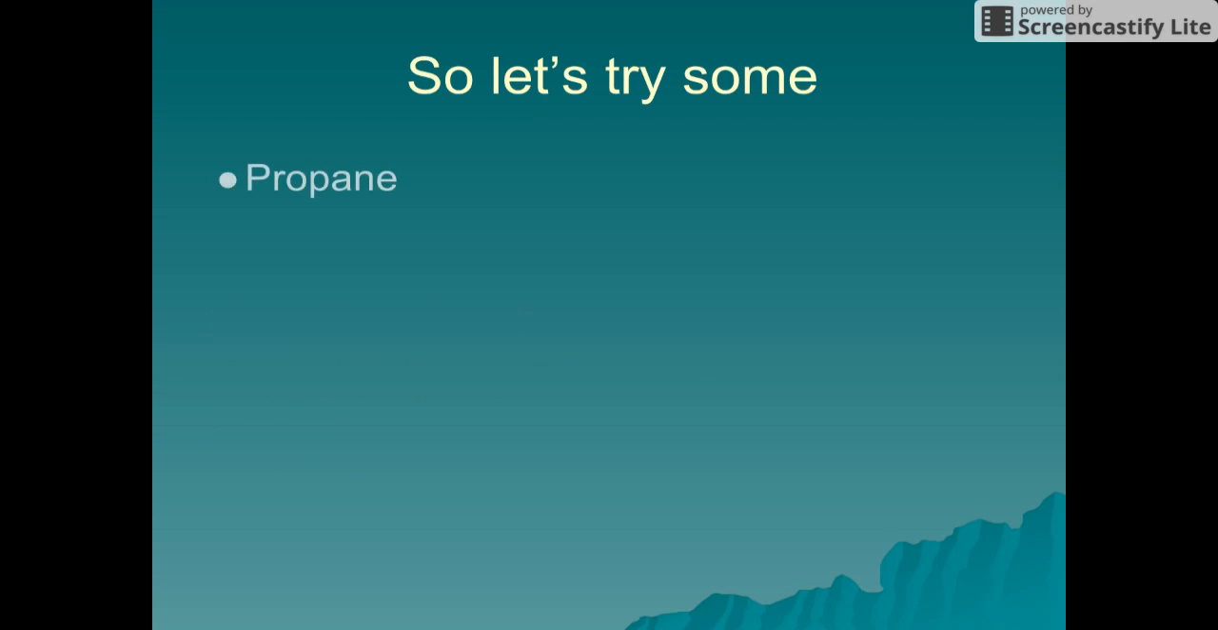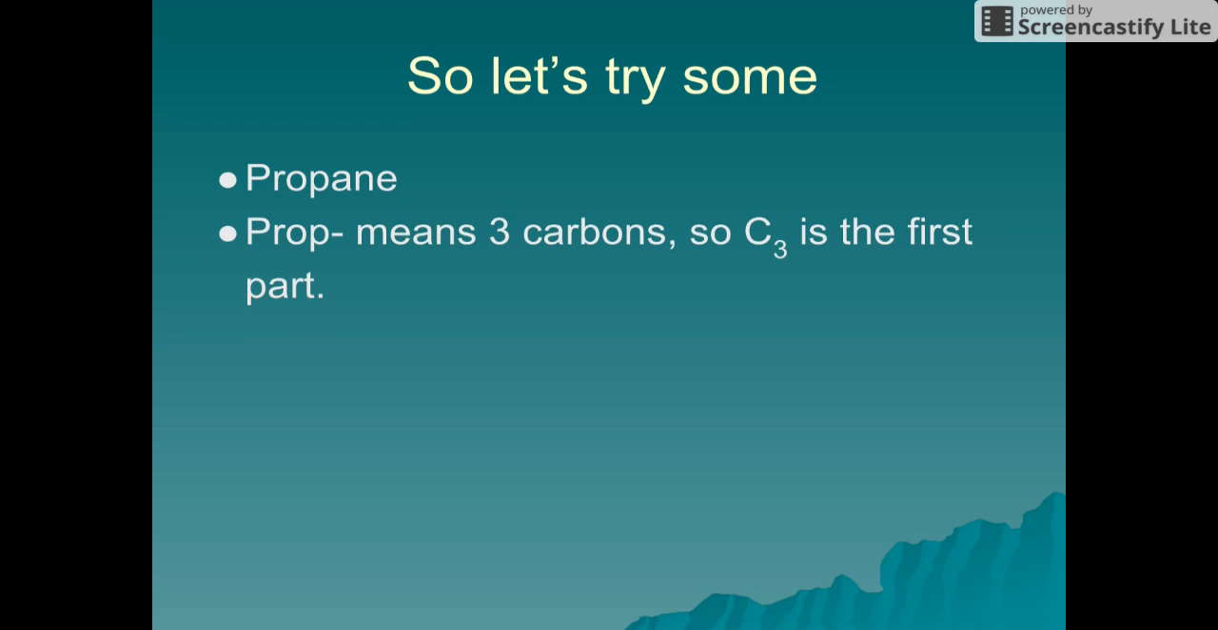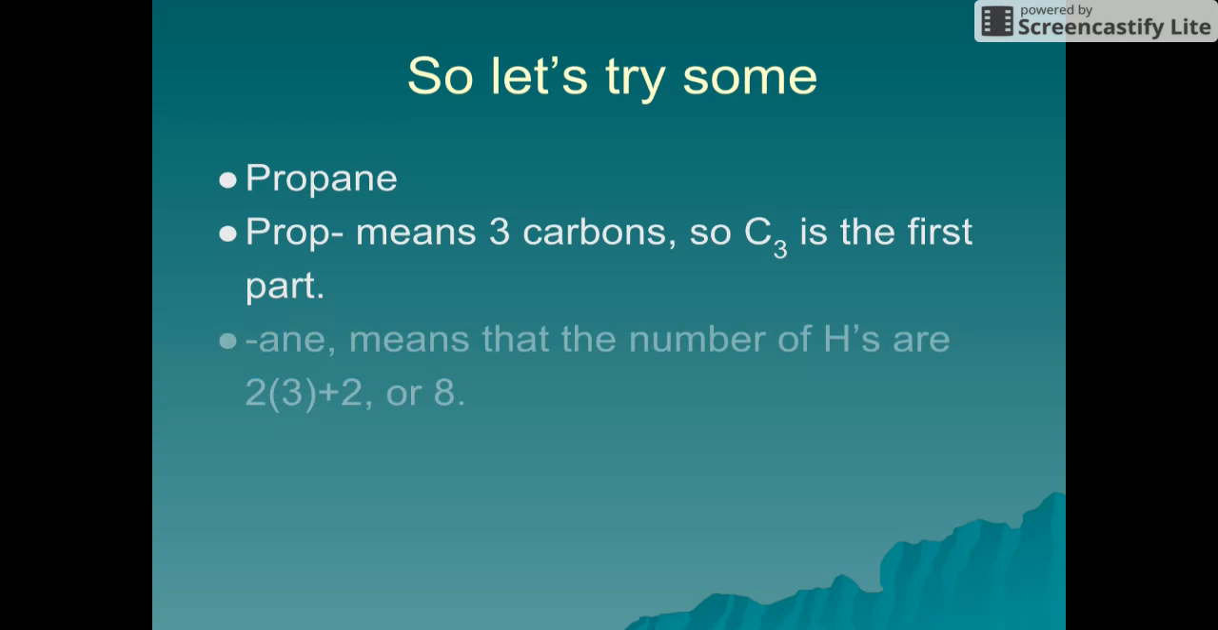Whoa. Try this out. Propane. Prop is 3 carbons, so C3 is the first part. Ane means that the number of H's are 2 times that, plus 2, for 8. So propane is C3H8.